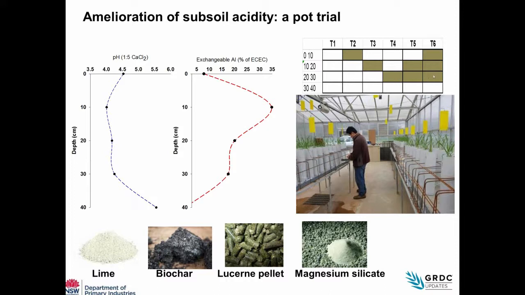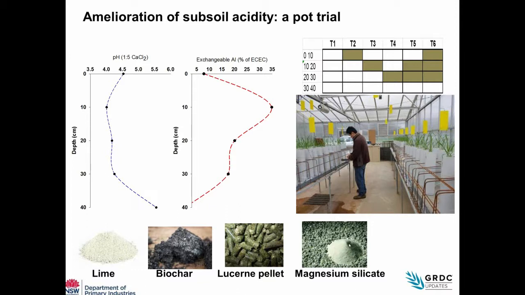We put different amendments at different layers to see the potential for removing this subsoil acidity and affecting the performance of the wheat variety. We used different varieties and different amendments. We used lime as the most common corrective amendment for pH. We also used biochar because there was some evidence that biochar has the potential to increase the pH of acidic soils. We used lucerne pellet because it's a very nitrogen-rich amendment with the capacity to also affect the pH. And we used magnesium silicate as another amendment.